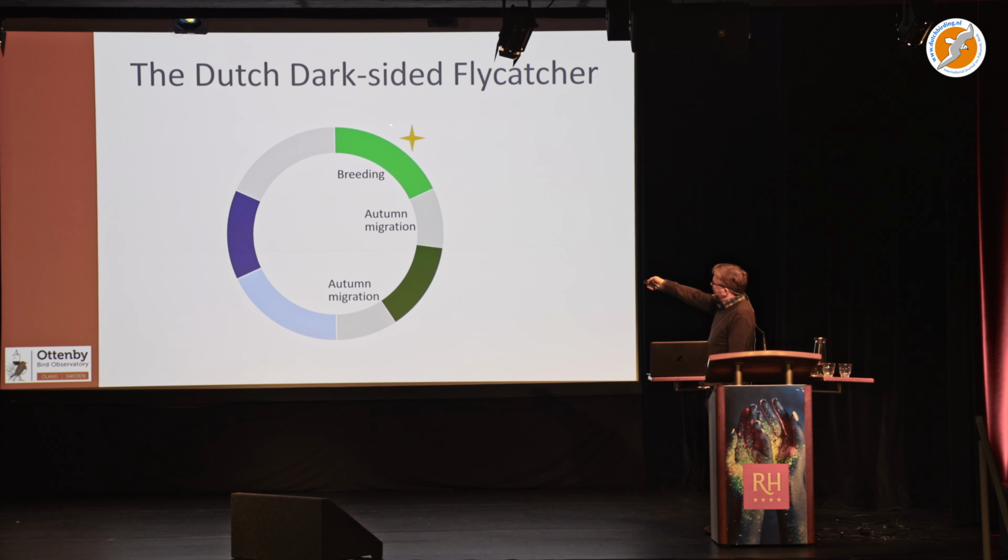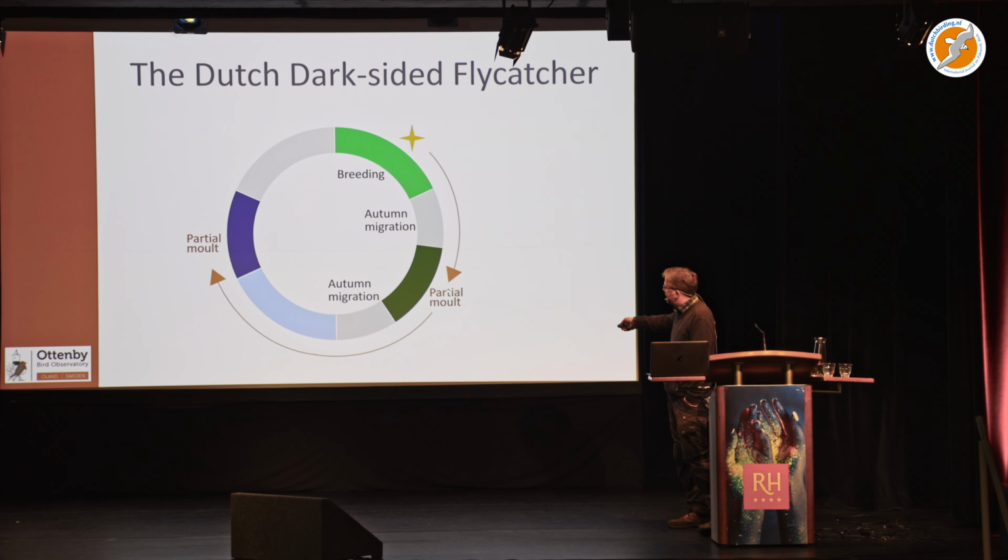Imagine a dark-sided flycatcher that is born during the summer in Siberia. It leaves the breeding grounds during early autumn, flies down to somewhere in China, performs its partial molt, then continues to the wintering grounds, and during the winter, before the spring migration, it once again conducts a partial molt. But note here that both these molts are partial. That means that the wing is not molted here and the wing is not molted here. So the wing is actually still juvenile. It's juvenile all over the breeding season.